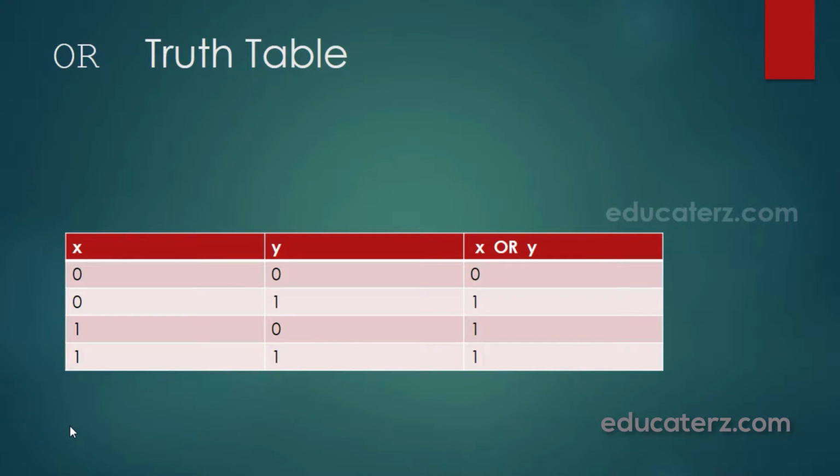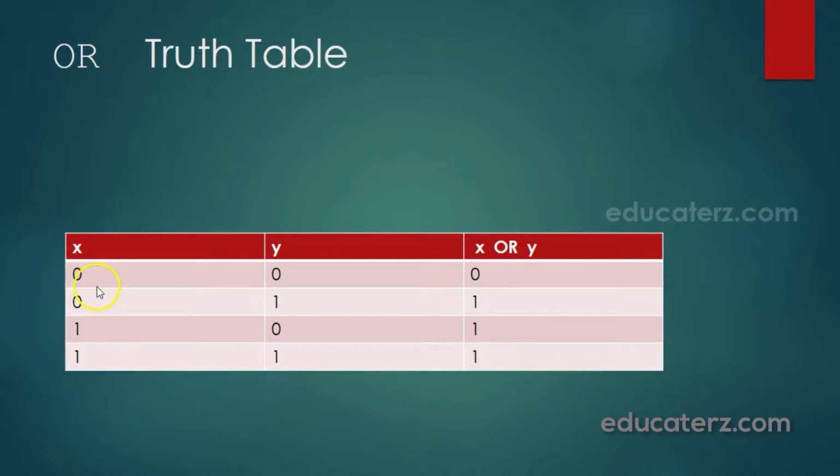OR truth table. We have two components X and Y. The result is shown here, X OR Y. X is 0, Y is 0, X OR Y returns 0. If X is 0 and Y is 1, X OR Y returns 1. X is 1, Y is 0, and X OR Y returns 1. X is 1, Y is 1, X OR Y returns 1.